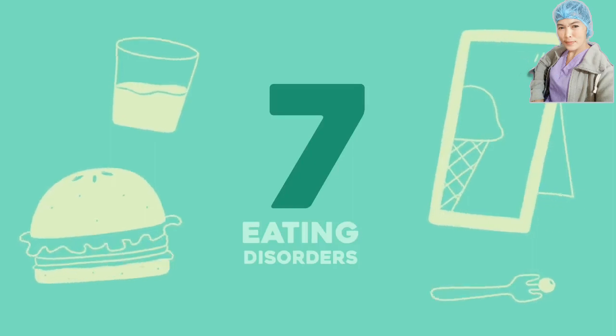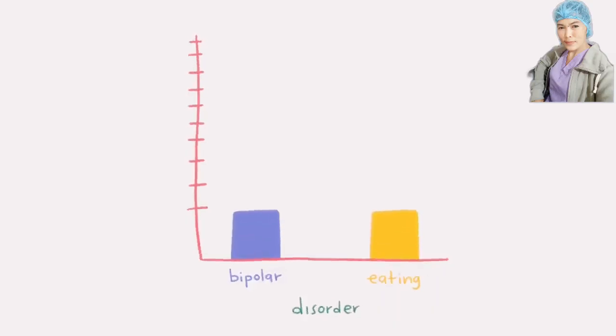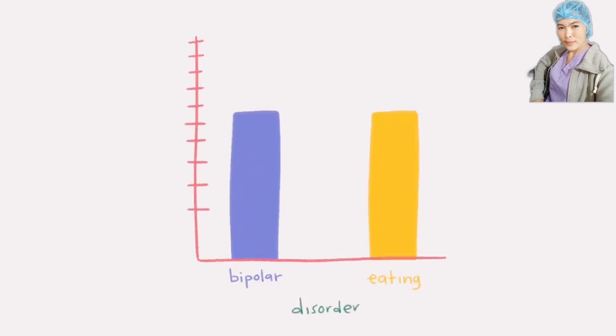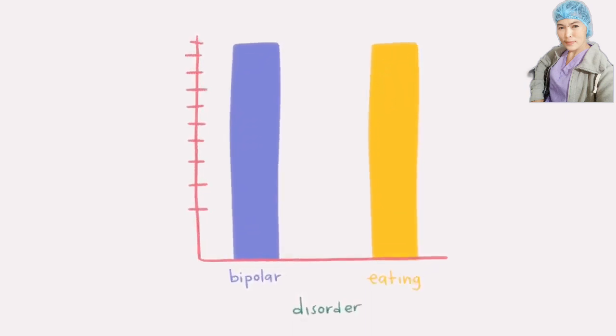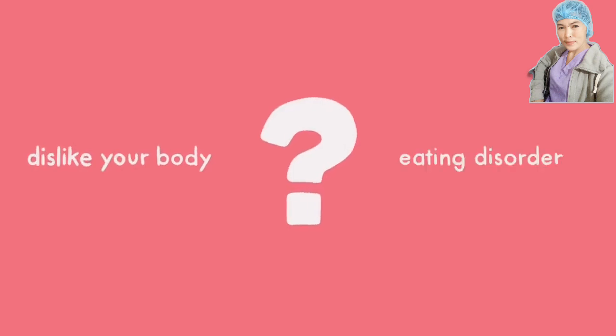7. Eating disorders. Did you know there are almost as many people living with eating disorders as there are with bipolar disorder? It's true. Approximately 2.7% of individuals who sought treatment were diagnosed with an eating disorder in 2018. The most common question people ask about eating disorders is, what's the difference between not being happy with your body and having an eating disorder?